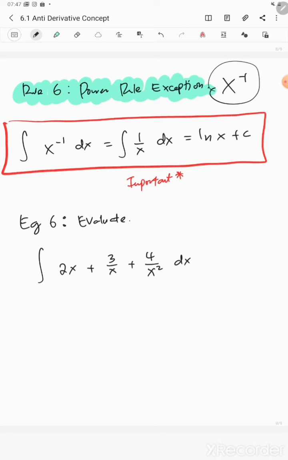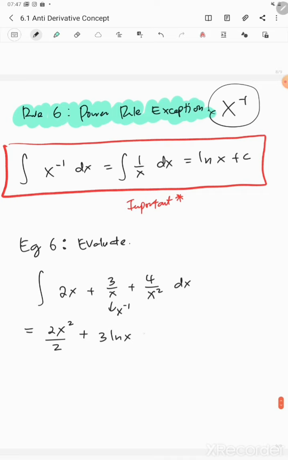So take note. Now example 6, evaluate the integral of 2x plus 3 over x plus 4 over x squared dx. To integrate this, the power we add 1, so 1 plus 1 we get 2, divide by 2. Plus, now we have 3 over x. So when we see over x, we know that this is the power of negative 1, right? So the answer is 3 ln x.